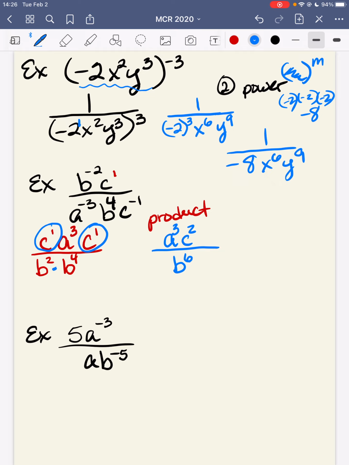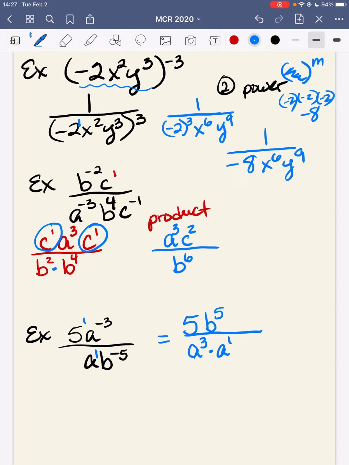All right. I'm going to do this one. Again, same idea. I always work them this way. It keeps it very systematic, and I don't lose anybody. So my 5 has a positive 1 power, so my 5 is going to stay on top. My a is to the negative 3, so I need to put it in the denominator and make the exponent positive. Now in the denominator, I have an a to the positive 1. It's going to stay there. And I have a b to the negative 5, which needs to move up into the numerator as a positive exponent.